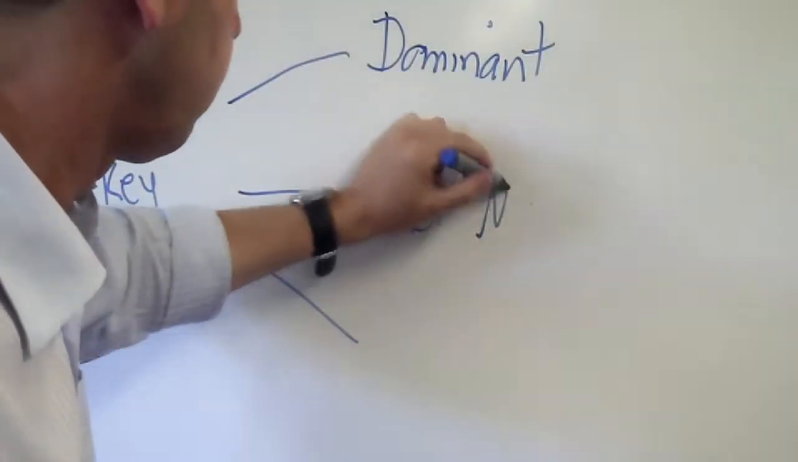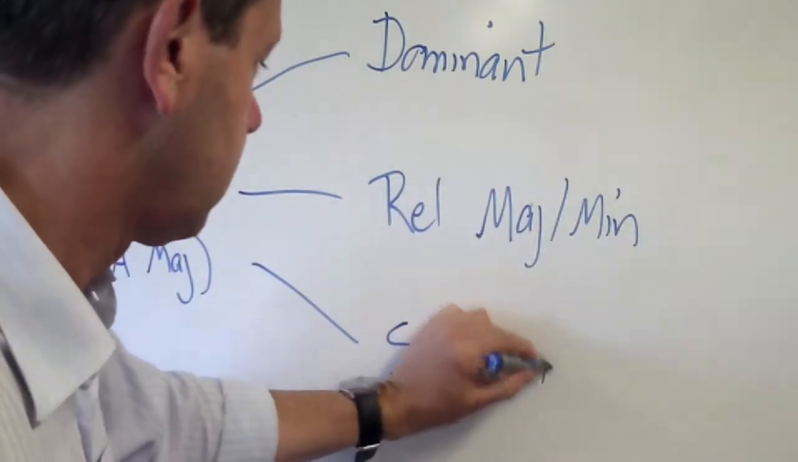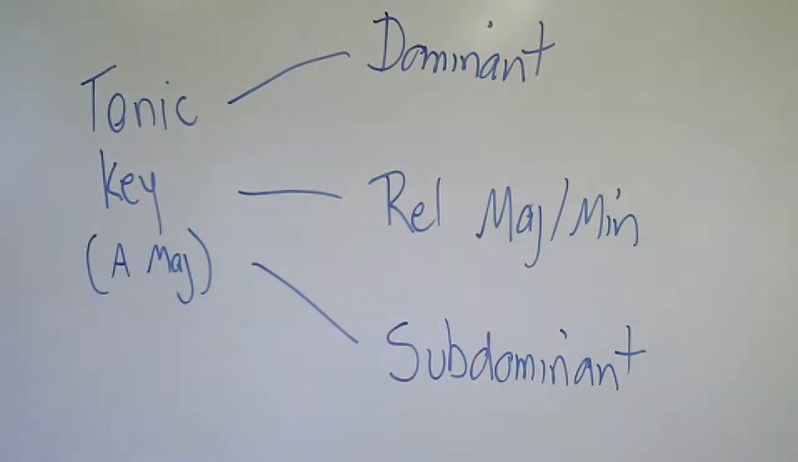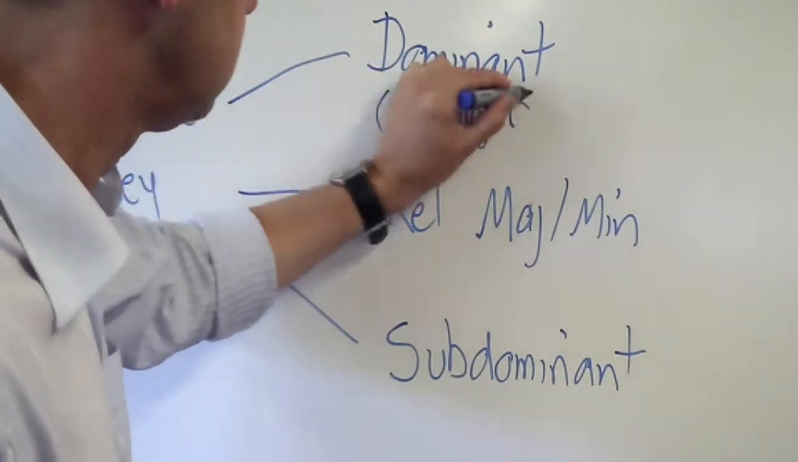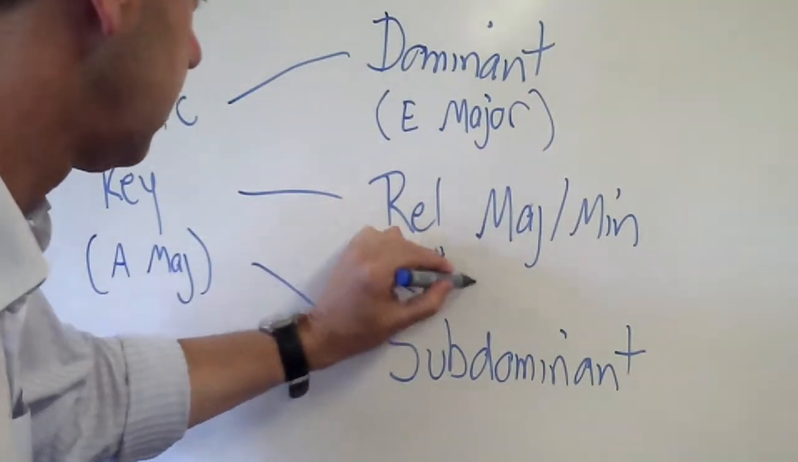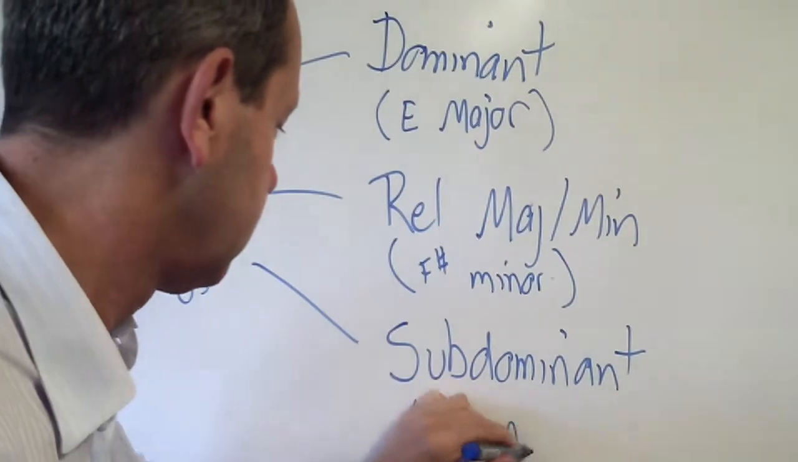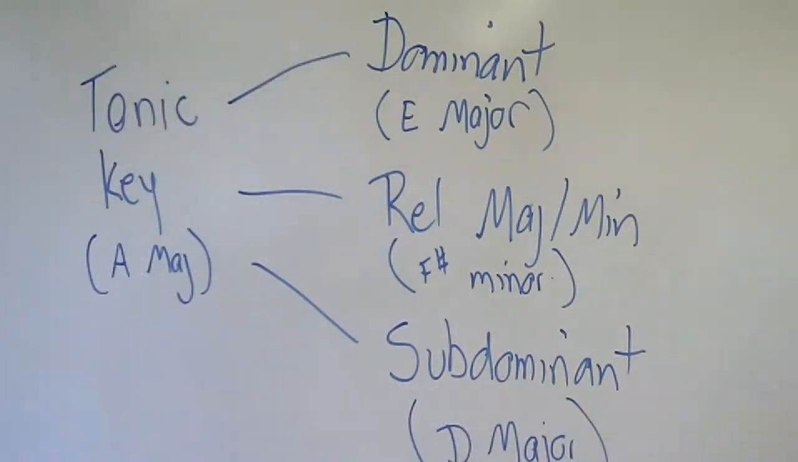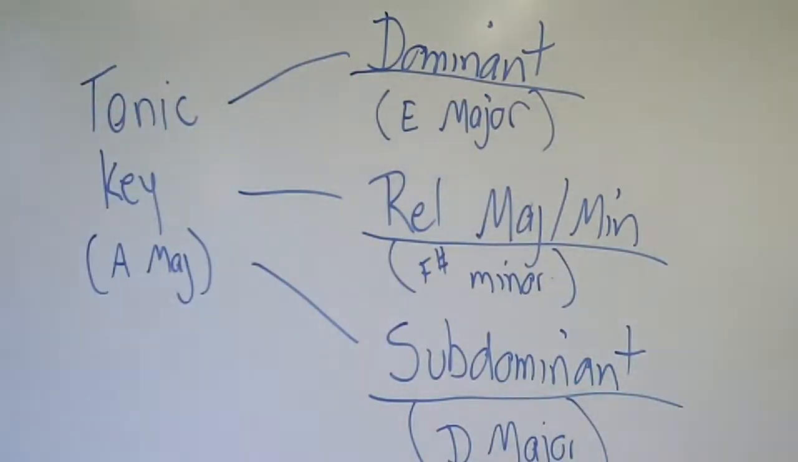So there's the dominant key. The dominant key is built on the fifth degree of A major. In this case today, it will be E major. We'll then modulate to the relative major or minor, and because we're starting with A major, the relative minor of A is F sharp minor. And then the final modulation will be to the subdominant key, which is built on the fourth degree of the A major scale, which is D major.